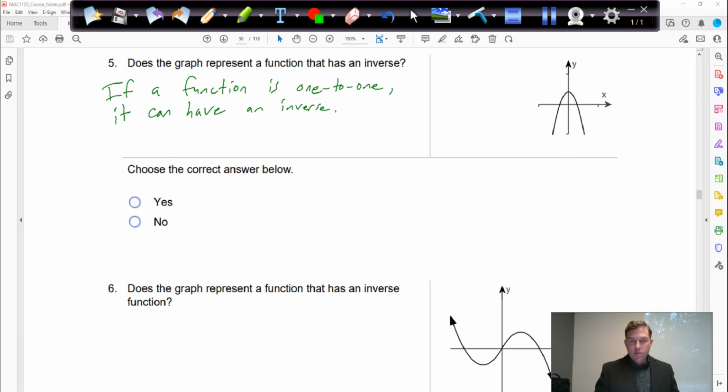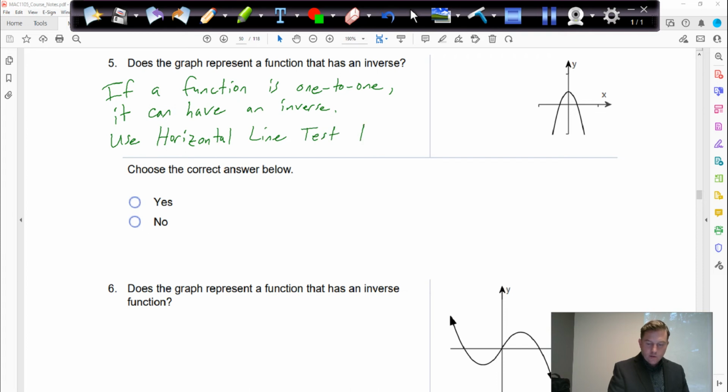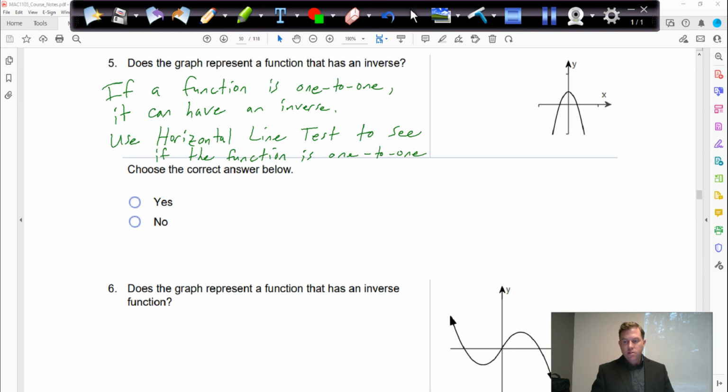And the way we test to see if a function is 1 to 1 is with the horizontal line test. So use the horizontal line test to see if the function is 1 to 1. And the horizontal line test is very simple. It's the same as the vertical line test, except instead of vertical lines, we're drawing horizontal lines. And we're just looking to make sure it hits the graph at most 1 point.